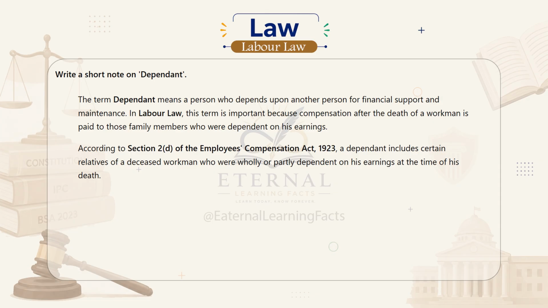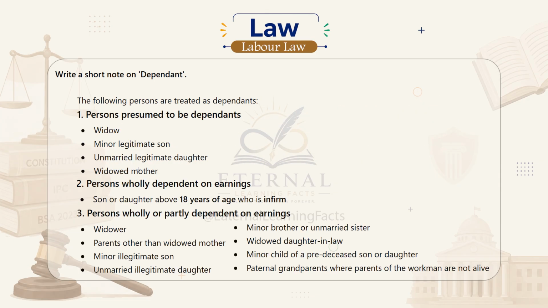According to Section 2D of the Employees Compensation Act 1923, a dependent includes certain relatives of a deceased workman who were wholly or partly dependent on his earnings at the time of his death. The following persons are treated as dependents. First, persons presumed to be dependents: first, widow; second, minor legitimate son; third, unmarried legitimate daughter; fourth, widowed mother.